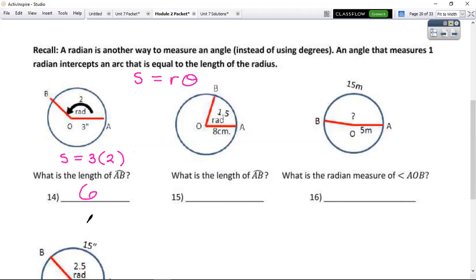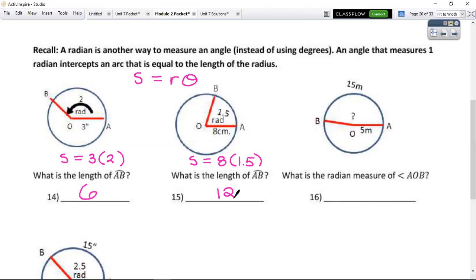Arc length AB instead. So this time I have S equals, and my radius is 8, and my angle is 1.5. So this would be equal to 12.